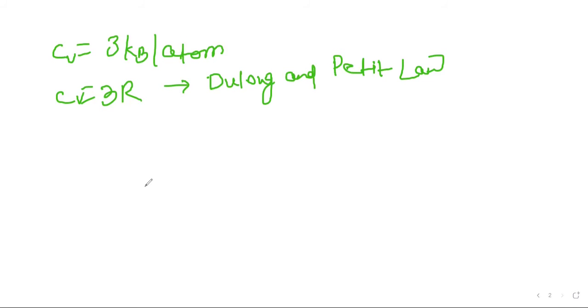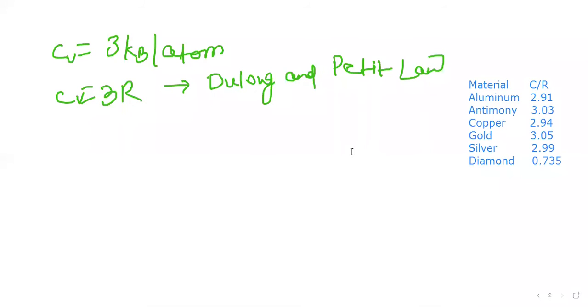Now, if we look at the CV of some materials, these are the heat capacities of some of the materials, and we can see that it holds true for room temperature, almost approximately. For aluminum it is 2.91, for antimony it is 3.03, but for diamond it is very low. So for diamond the case is very different.